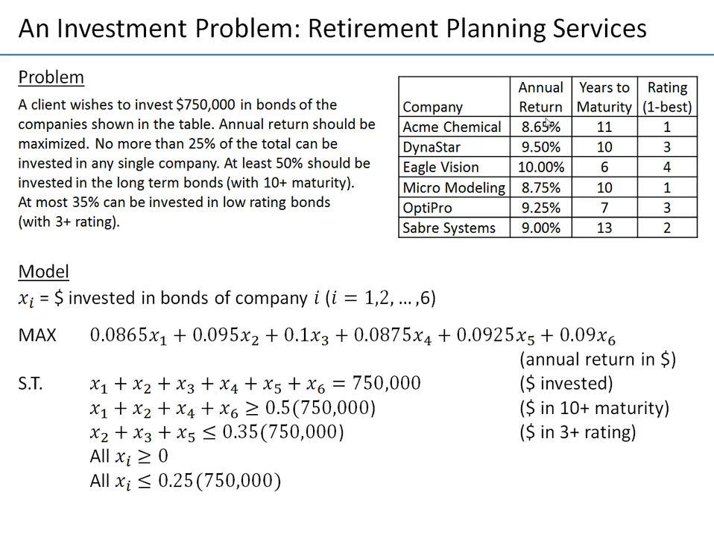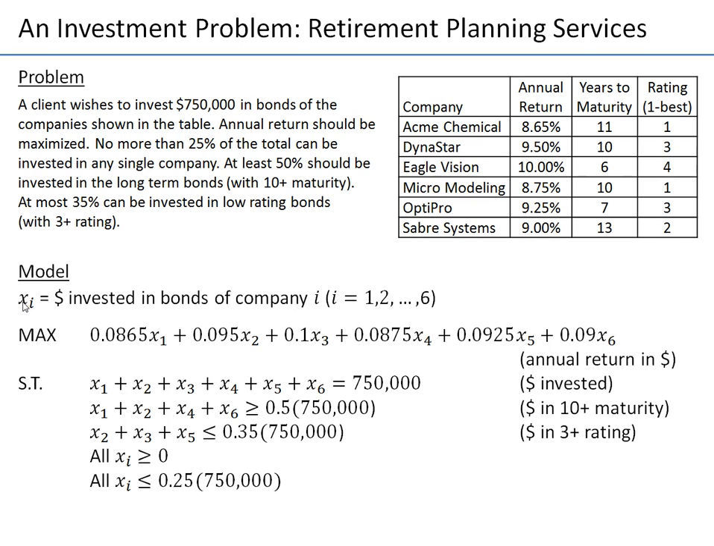Here you have the annual return from each investment, years to maturity and rating. We're assuming we just want to maximize expected or average annual return. And there were additional restrictions: no more than 25% invested in any single company, at least 50% should be invested in the long-term bonds, those with 10-year maturity or longer, and at most 35% in low rating bonds, 3+.